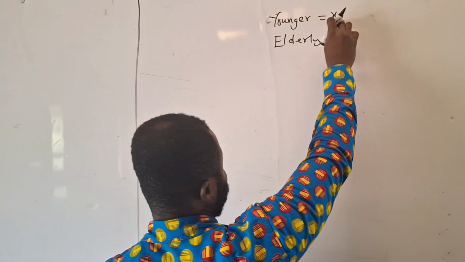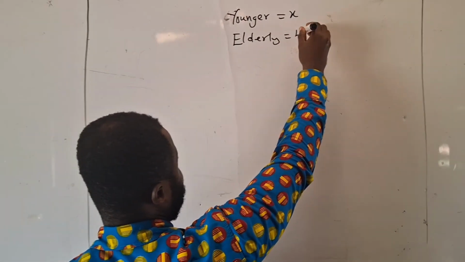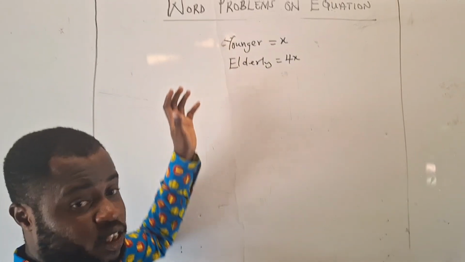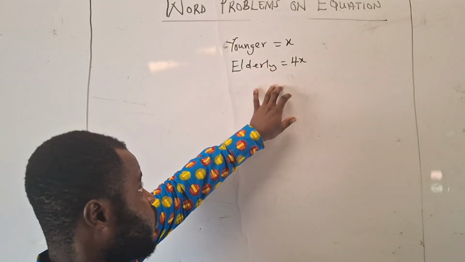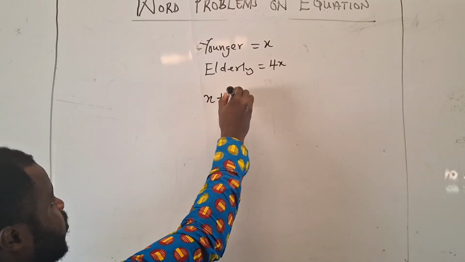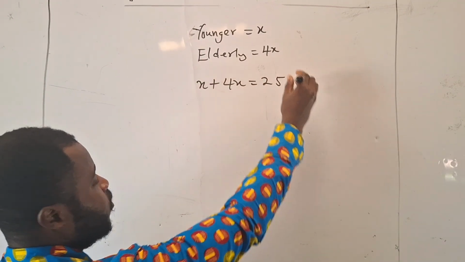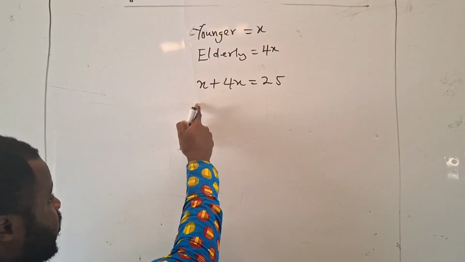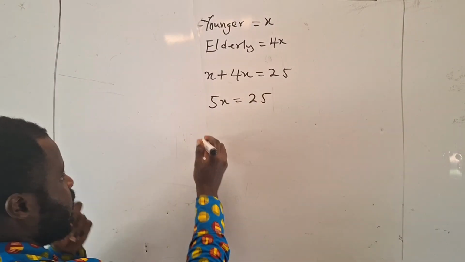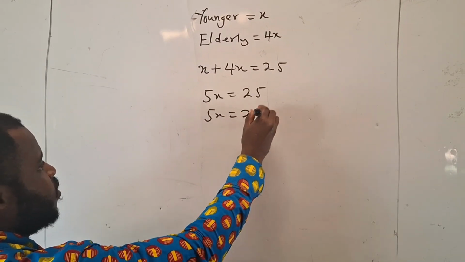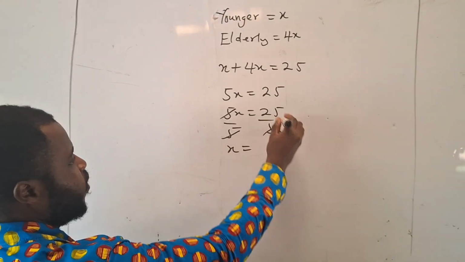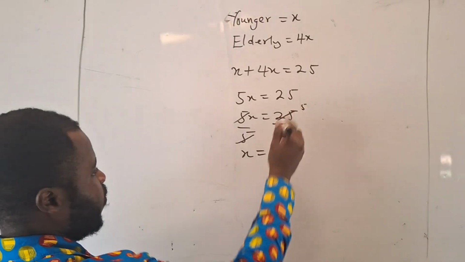If the younger one is x years, the elderly one is going to be 4x. Because it said the sum of the ages of 2 brothers is 25, and the elderly one is 4 times the younger one. So the sum of their ages: we have x plus 4x giving us 25. So 1x plus 4x will give us 5x is equal to 25. So you divide both sides by the coefficient of x, which is 5. So 5 divided by 5 is 1, and 25 divided by 5 is 5.